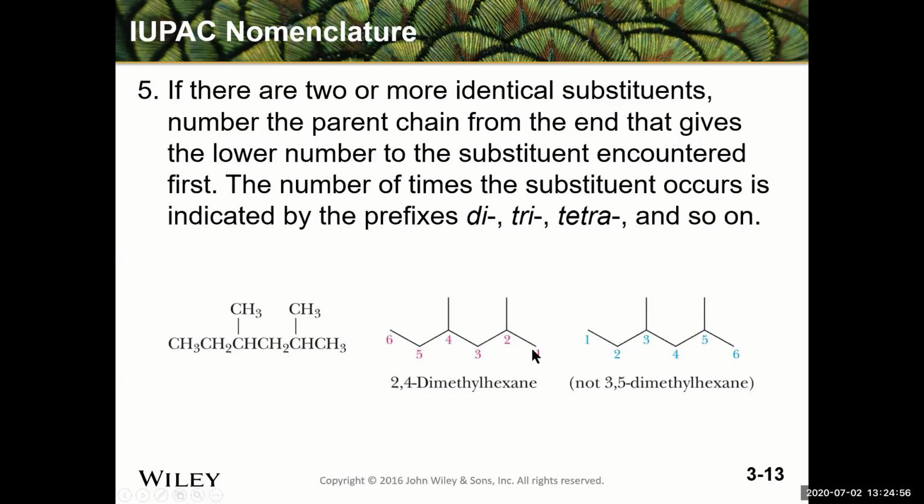But if we number this way, the carbon number where we find the first substituent is lower. The 2 here is lower than the 3 if we number from this end. So this has a higher carbon number where we first encounter the substituent than this one here. So it's not 3,5-dimethylhexane, it's 2,4, because we encounter the substituent first at a lower number when numbering from left to right. Okay, so that's the rule.